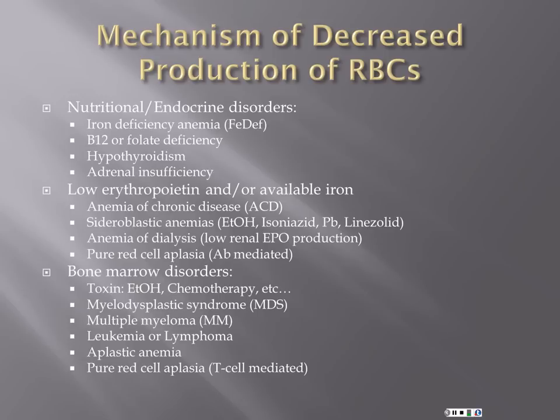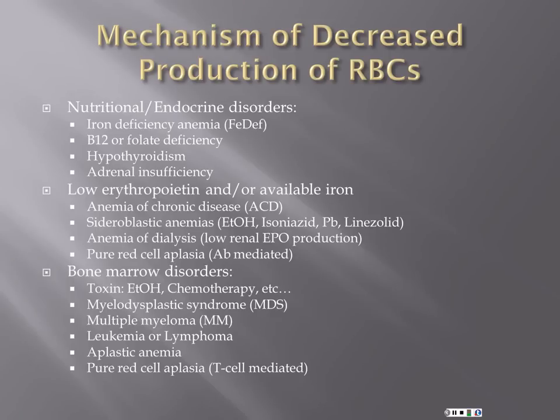And then there's anemia of dialysis, where patients' kidneys cannot produce the erythropoietin that's usually required. And pure red cell aplasia, which is an antibody-mediated disease where antibody binds and prevents the proper function of erythropoietin and the production of immature cells. Bone marrow disorders include toxins that poison the bone marrow, most commonly alcohol.